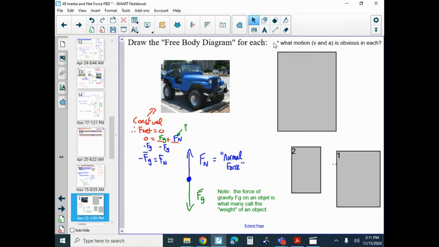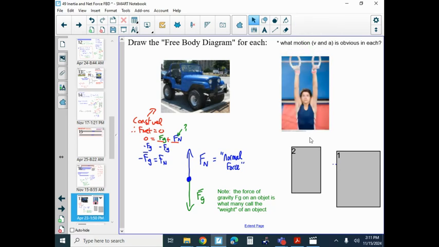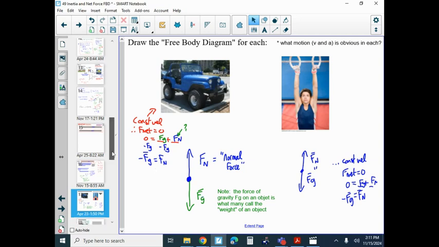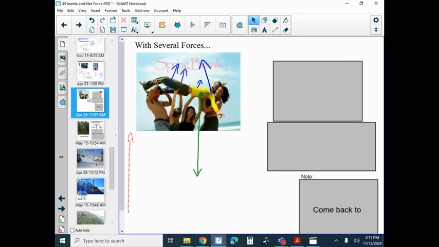So we're looking at pictures where we're considering what velocity or acceleration is obvious in each case. So 0 acceleration is obvious there. Here the person's just hanging, right? So again, 0 acceleration. So net force is 0, kind of idea going along with that one as well. Okay, so let's try and look at some other ones.